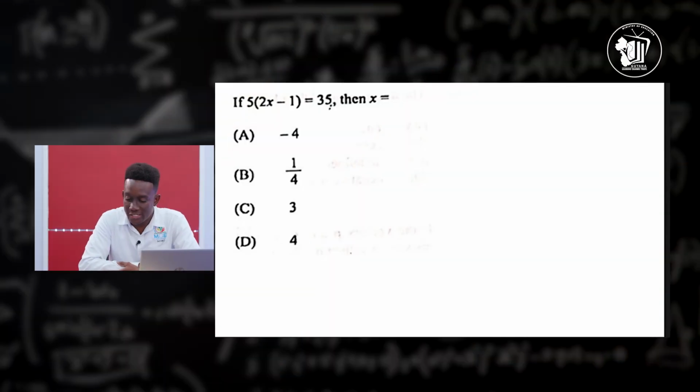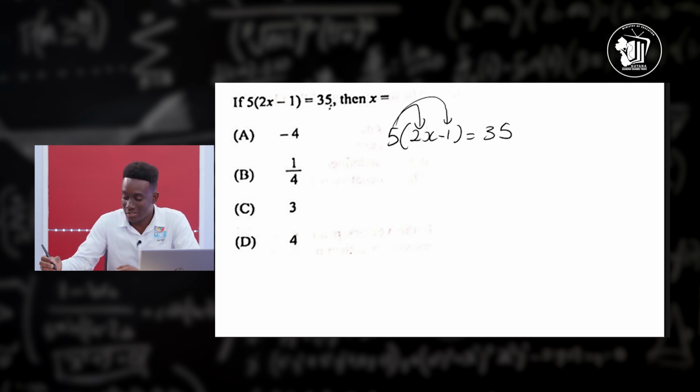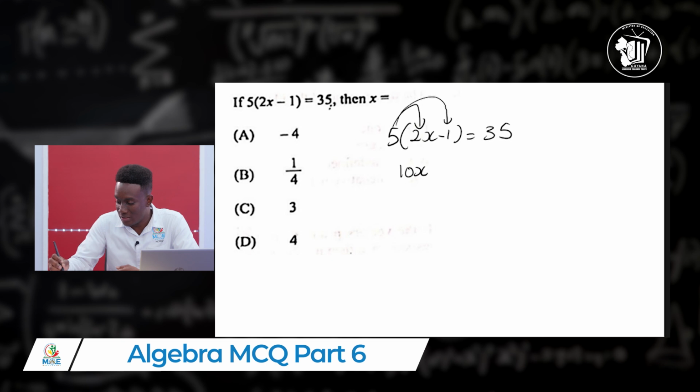So the next question says, if 5 open bracket 2x minus 1 is equal to 35, and x is equal to. So I can distribute this throughout. I know when I see brackets, I like to distribute them, which then you could have carried over the 5, divide both sides by 5 and work from there, but let's distribute. So 5 times 2x would give me 10x. 5 times negative 1 would give me negative 5 is equal to 35.